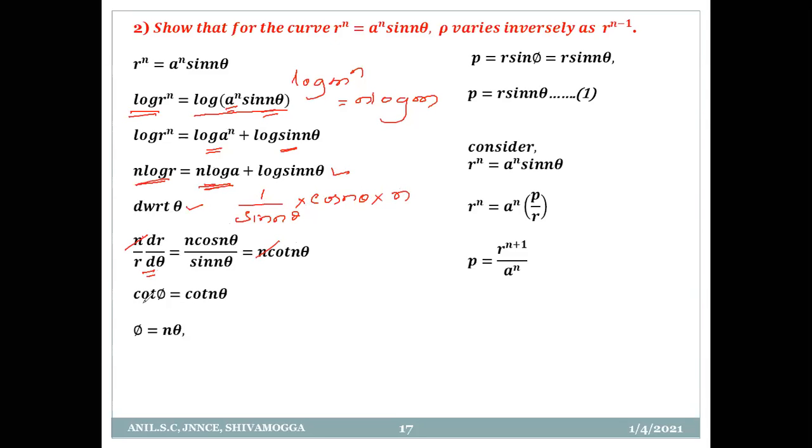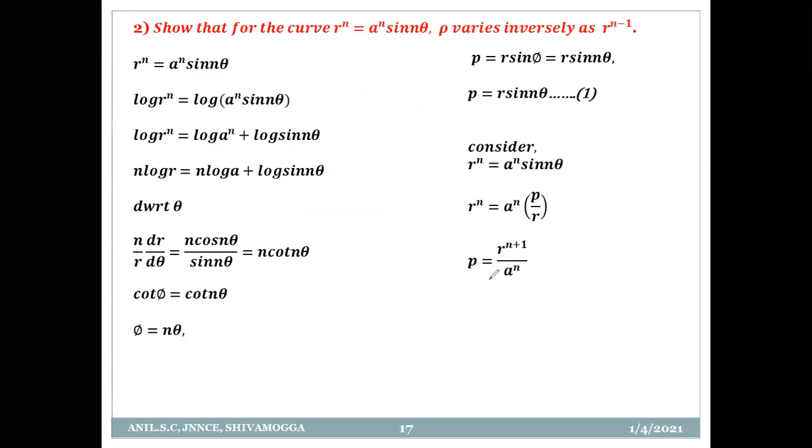1 by r into dr by d theta, denoted by cot phi, is equal to cot n theta. Therefore, phi is equal to n theta. Now we substitute this result in p is equal to r sine phi, where phi is n theta. Therefore, we get p is equal to r sine n theta.